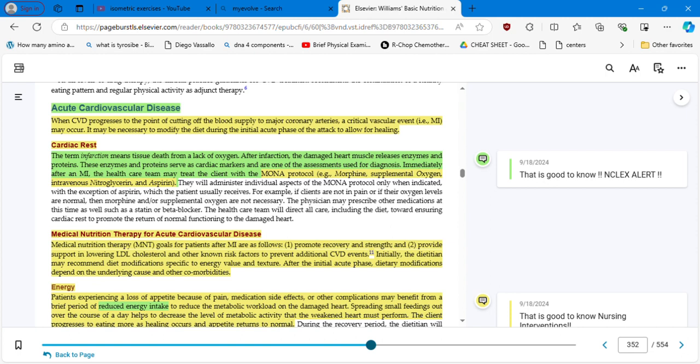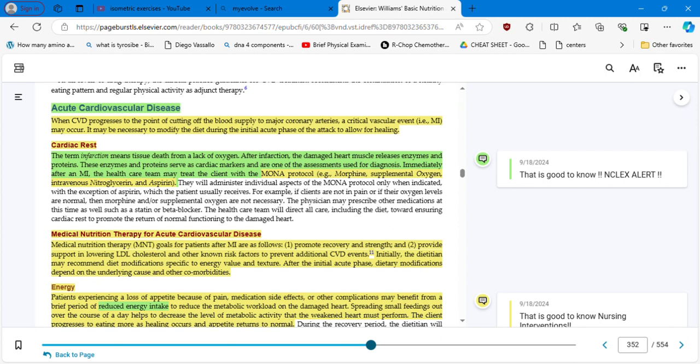Immediately after an MI, myocardial infarction, or heart attack, the healthcare team may treat the client with the MONA protocol, and this is an NCLEX alert. You are going to be tested on this, the MONA protocol. So you have to administer morphine to reduce the pain. Remember, the tissue is not getting oxygen. That's why people in a heart attack touch their chest with their left hand, right? They touch their chest, okay?